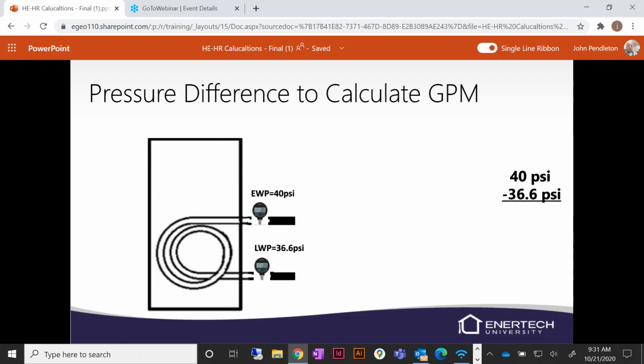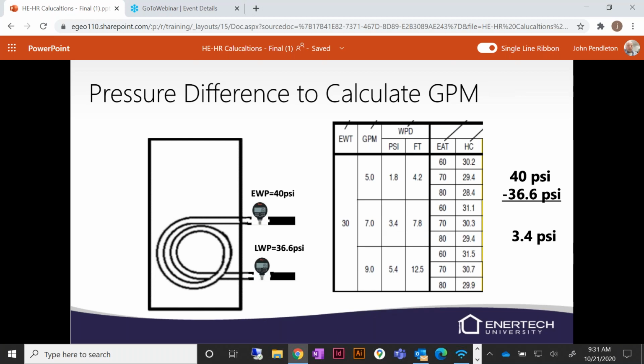Again, pressure in minus pressure out, and we do the math. Here in this example, 40 in, 36.6 out, so 3.4 pound pressure drop at 30 degrees, 7 GPM. So that's the minimum flow rate for a closed loop system.